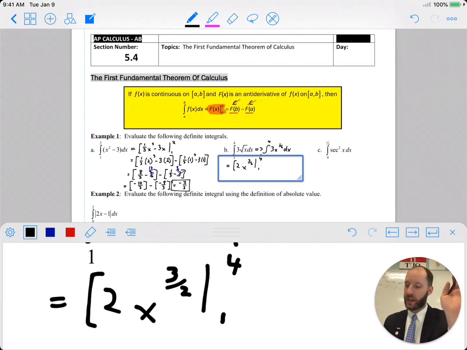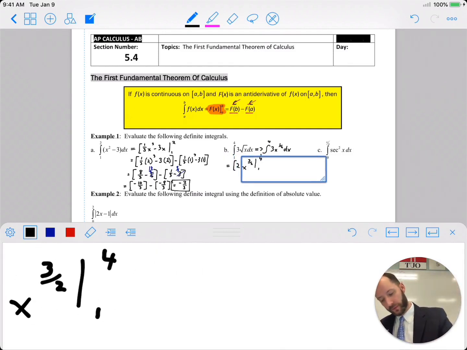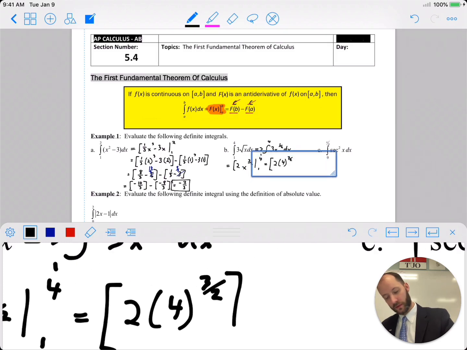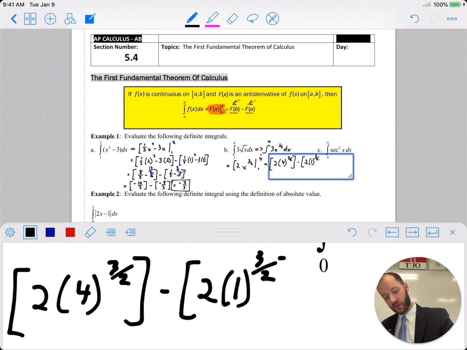Sorry about that, had to cut it, got a quick phone call. So going back, evaluating from 1 to 4. So then we're going to evaluate the 4, so 2 times 4 to the 3/2, minus 2 times 1 to the 3/2.